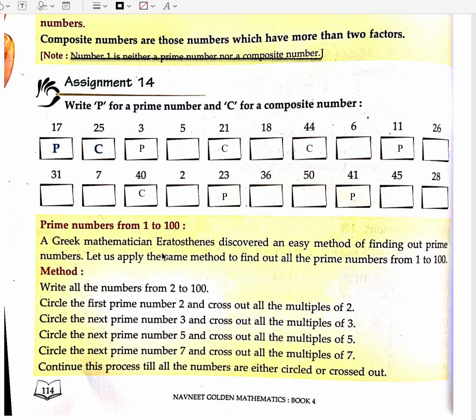From 1 to 100. A Greek mathematician, Eratosthenes, discovered an easier method of finding out prime numbers. Let us apply the same method to find out all the prime numbers from 1 to 100.